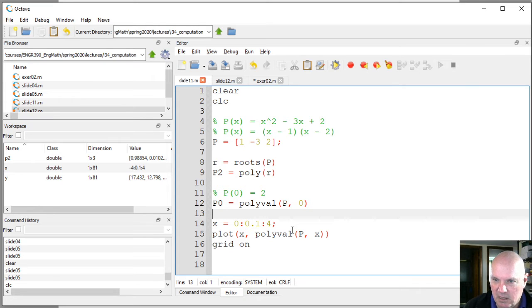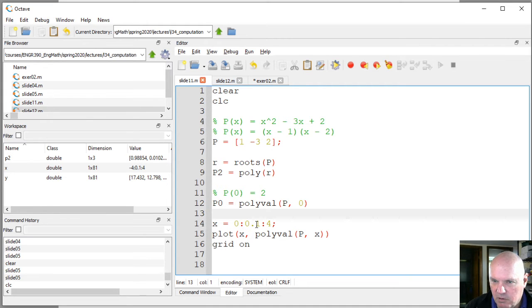And then finally, I want to plot the polynomial. Again, in order to plot, I need vectors. So I decide to plot over the range from 0 to 4. I could use linspace to do this, but I tend not to use linspace. It's convenient, but I tend to form vectors using colon notation. So this is going to give me 41 points, 0 to 4 in increments of 0.1, so x would be a 41 element vector.